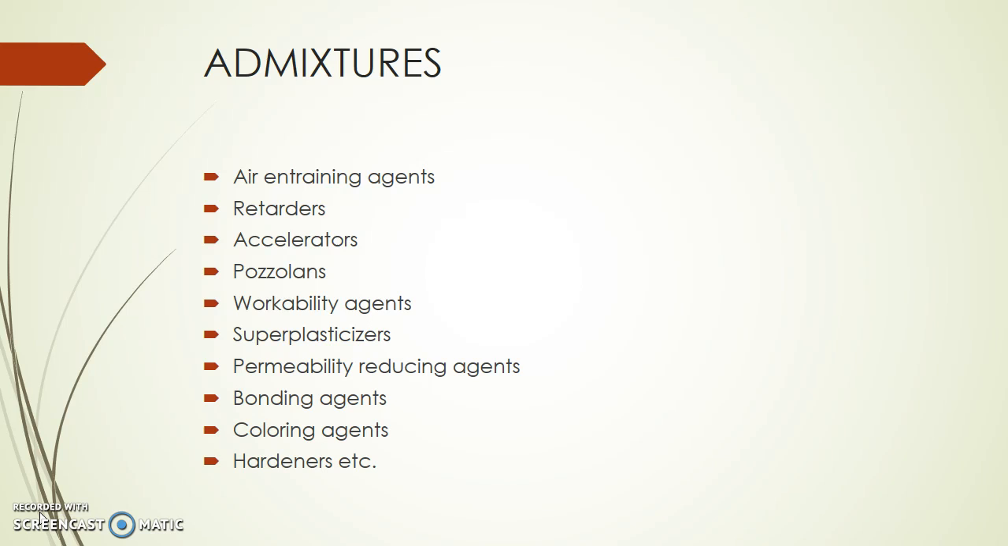The coloring agents are for aesthetic purposes, and they also help in maintaining a uniform color of the concrete throughout the structure. And hardeners are used where there is very heavy wear and tear, and they help reduce the wear and tear, and they make the surface impenetrable for liquids and chemicals. The best example is when concrete is used in factory floors, hardeners would be used.